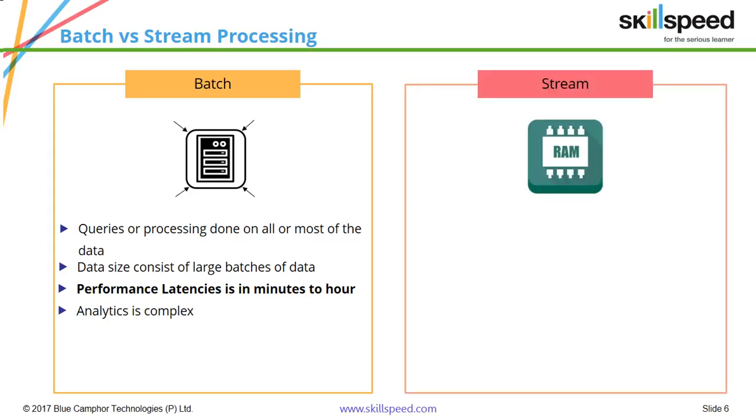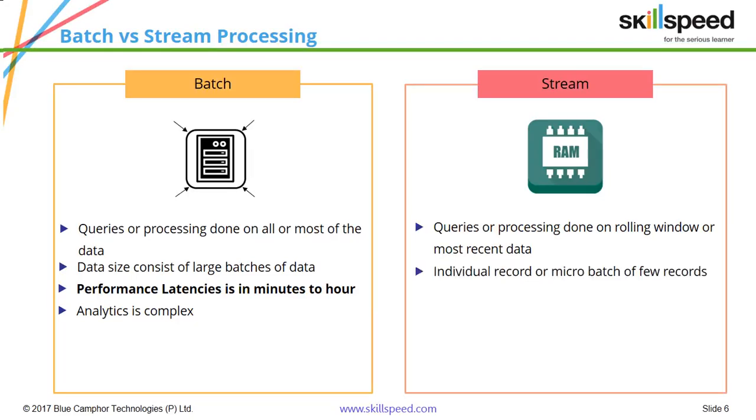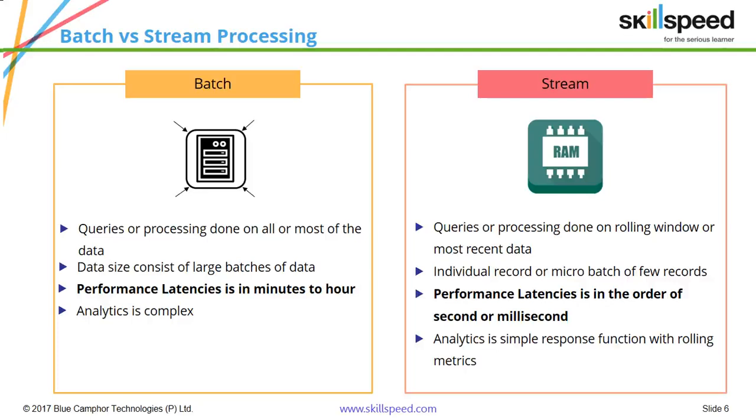But when you look at streaming data, the queries will be happening on the data that you have collected over a window of time. Now we will see what this window is. Basically, rather than analyzing the whole data, you will be analyzing a batch of data. And you can have an individual record or a micro batch of a few records. And the advantage here is that the performance or the time taken for analysis or running your queries will be in microseconds or milliseconds. And the analytics is very simple, with a response function with rolling metrics.